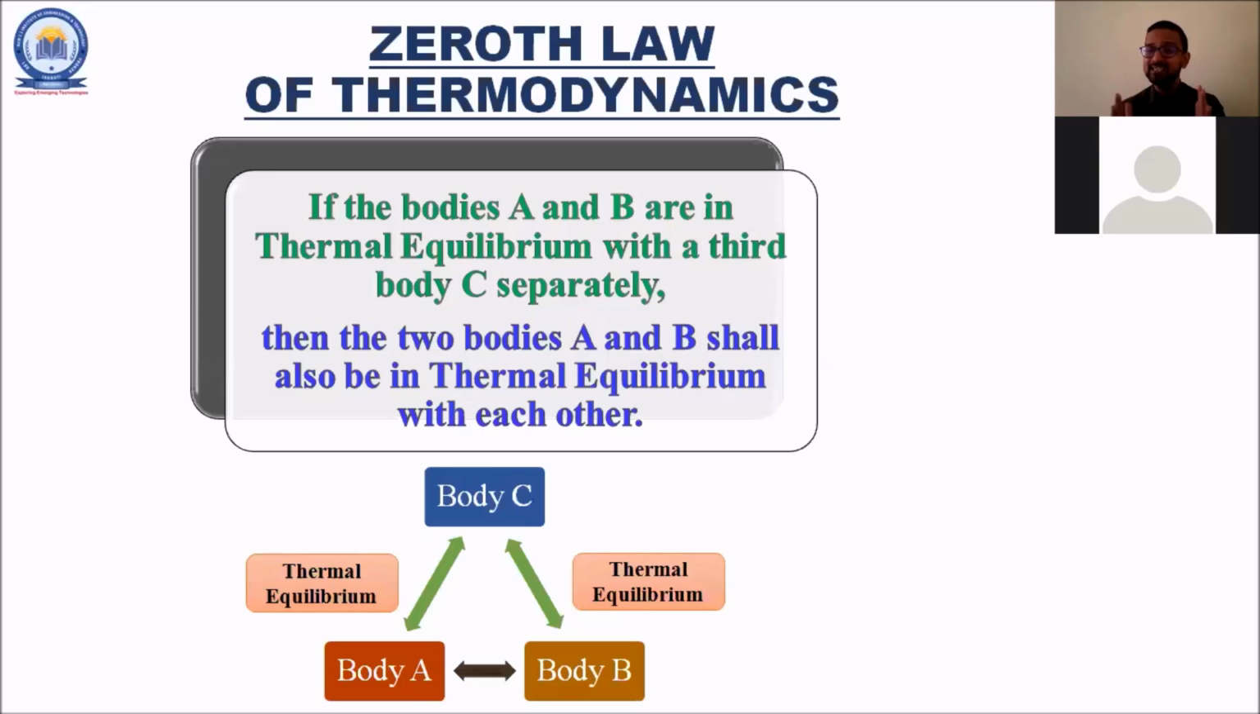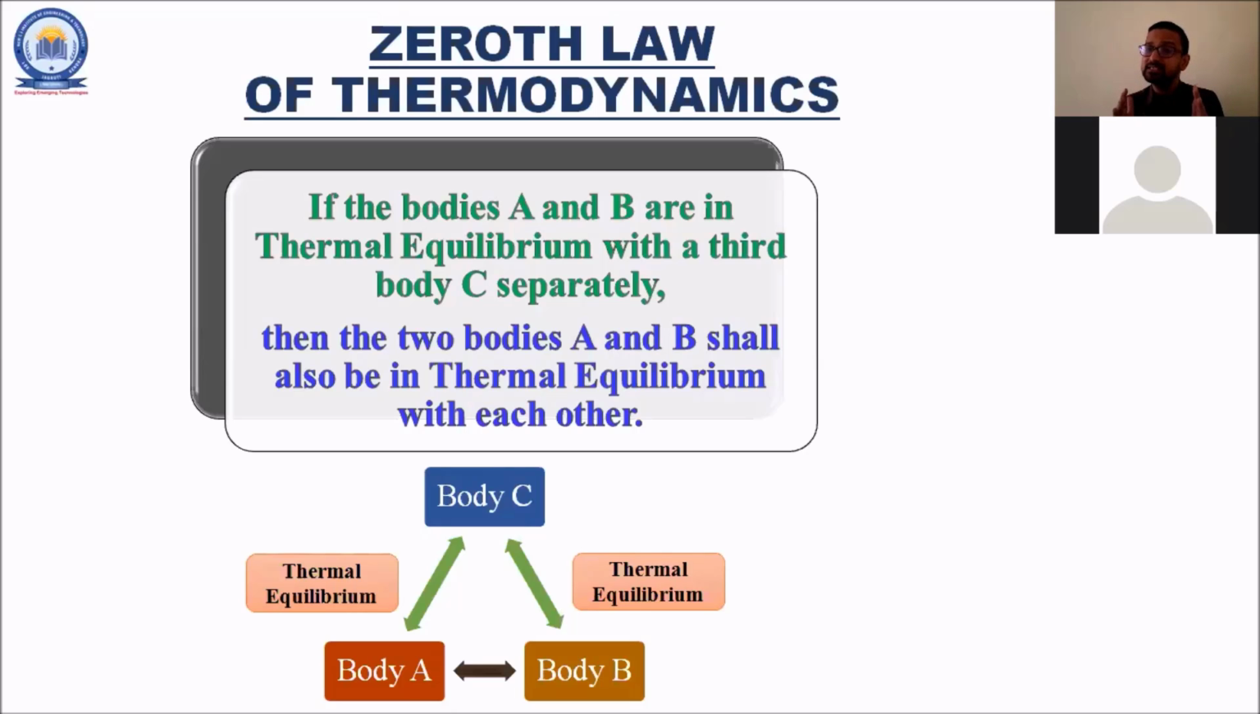First one, the zeroth law of thermodynamics. Very simple to understand, very easy to remember, and if asked in the examination, you can perfectly write the answer and get full marks. The zeroth law of thermodynamics states that if bodies A and B are in thermal equilibrium with a third body C separately, then the two bodies A and B shall also be in thermal equilibrium with each other.